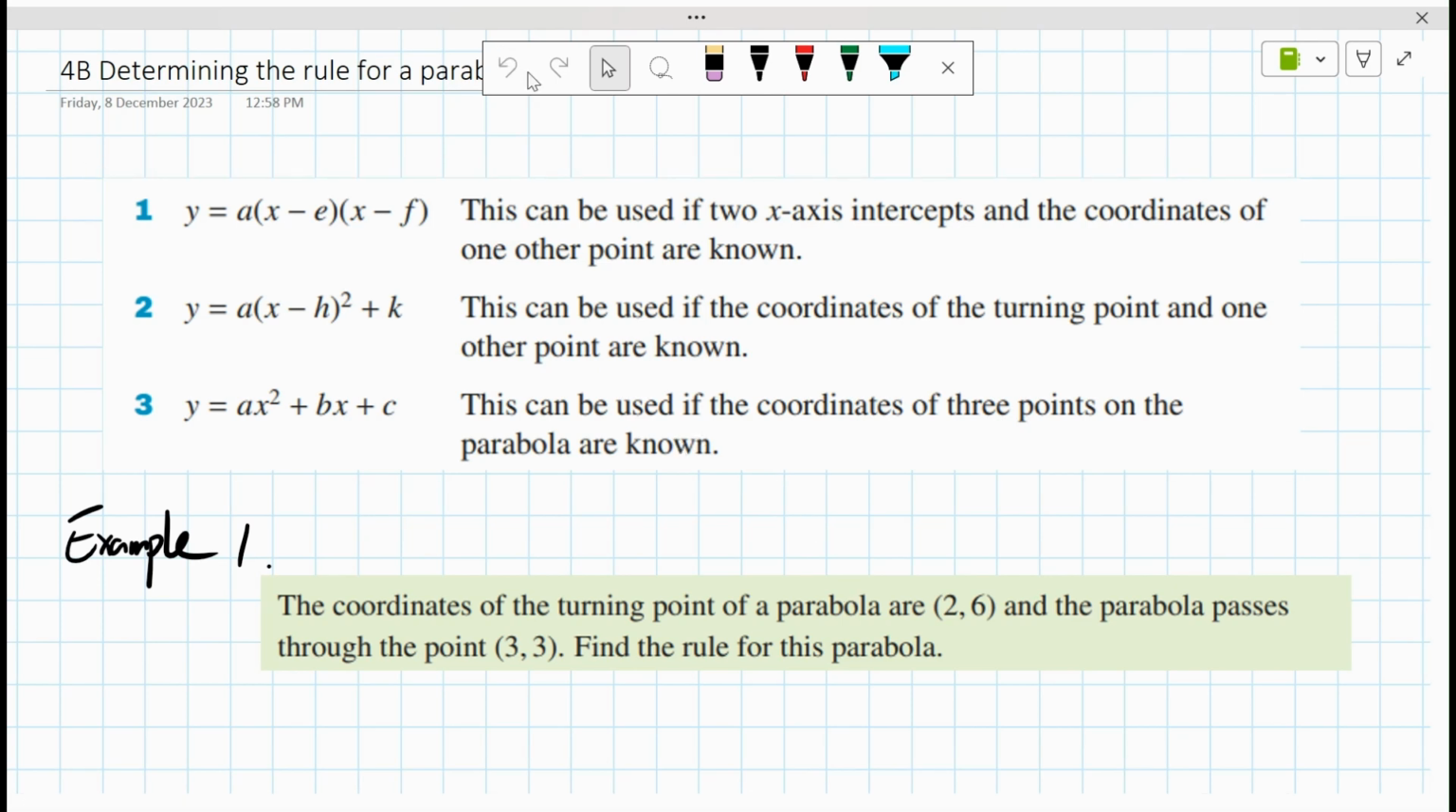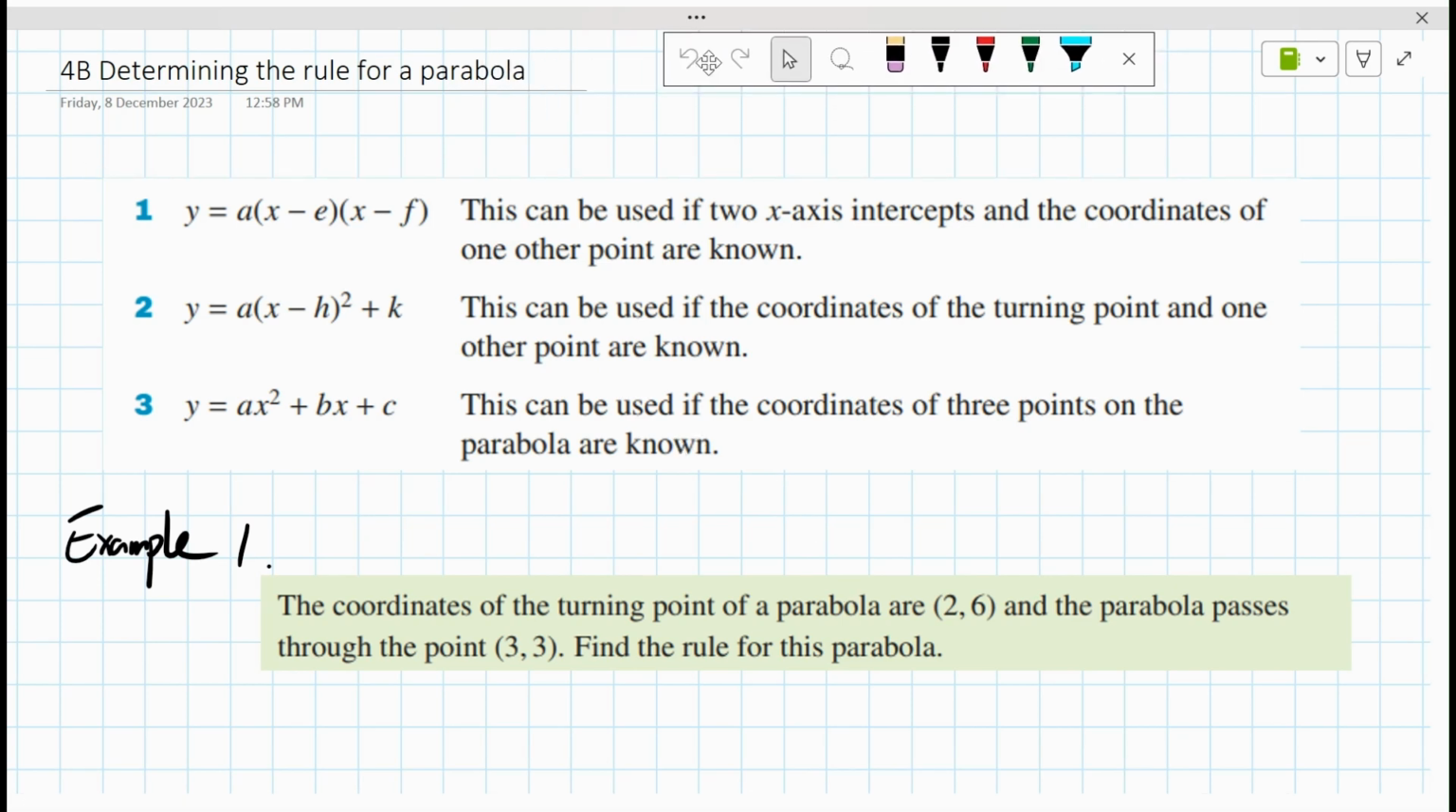Okay, welcome back, year 12s, and today we're gonna do 4B, determine the rules of a parabola. So this is probably gonna be the last lesson for doing the parabola, and hopefully you guys will get a quick recap with me as well, and we will be doing that very shortly.